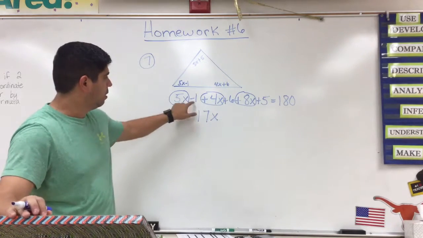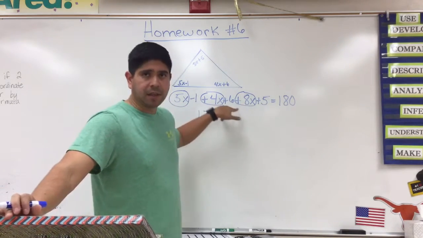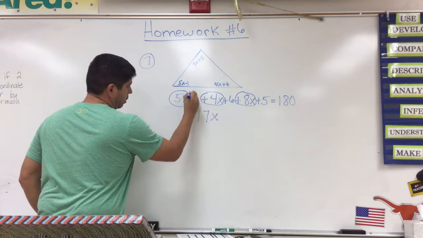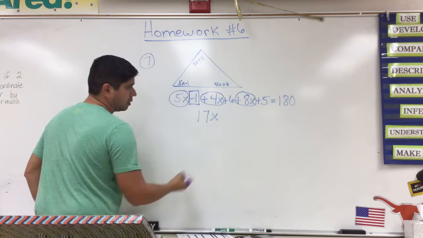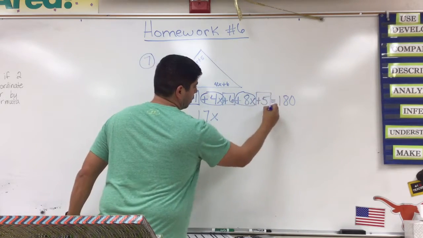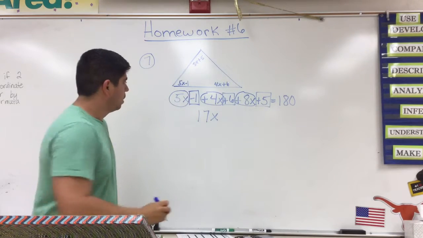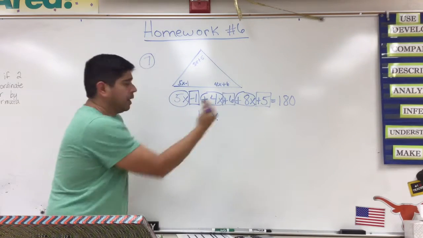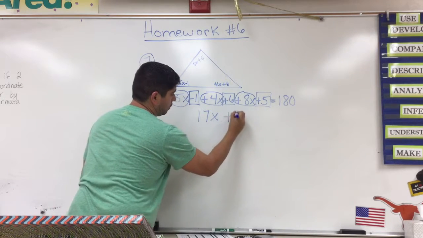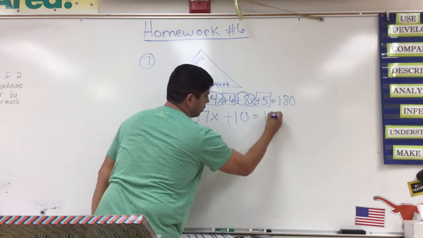Now I can combine all these constants on this side. I'm going to put those in a box: the minus 1, plus 6, and plus 5. So 6 plus 5 is 11. 11 minus 1 is 10. So it's a positive 10. So 17x plus 10 equals 180.